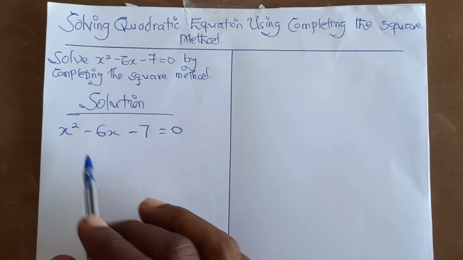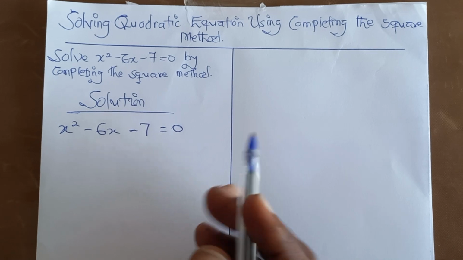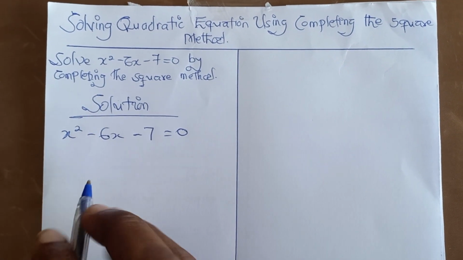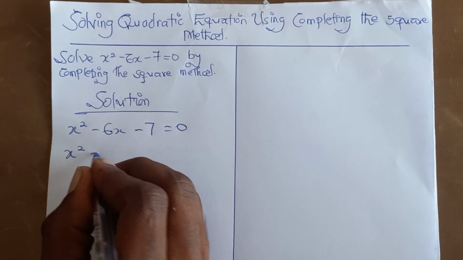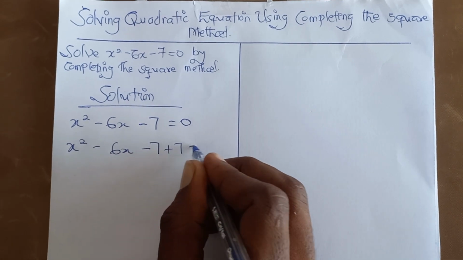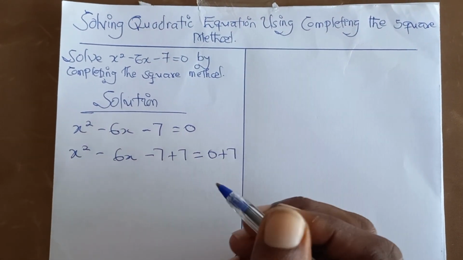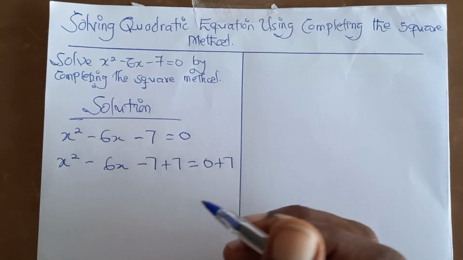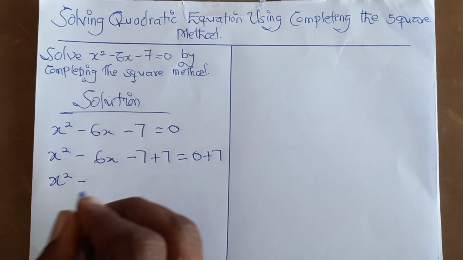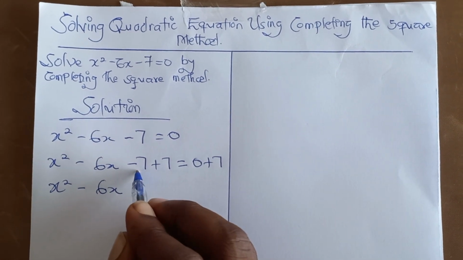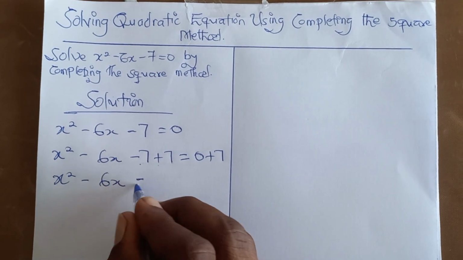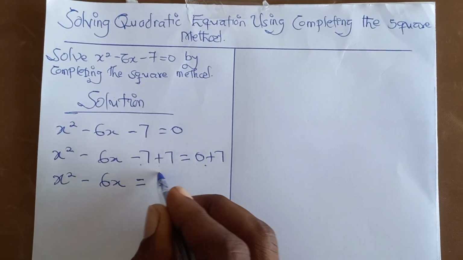We need to move the constant to the other side. We can do this by adding 7 to both sides. So we are going to get x squared minus 6x minus 7 plus 7 is equal to 0 plus 7. Good. So let's simplify this. We get x squared minus 6x, negative 7 plus 7, that is 0, which is equal to 0 plus 7, which is 7.